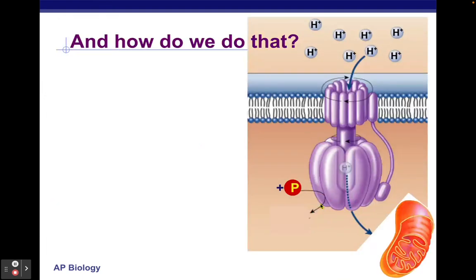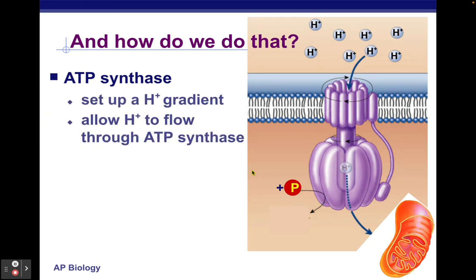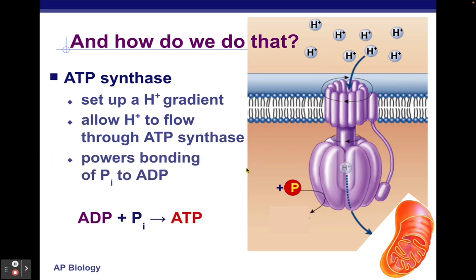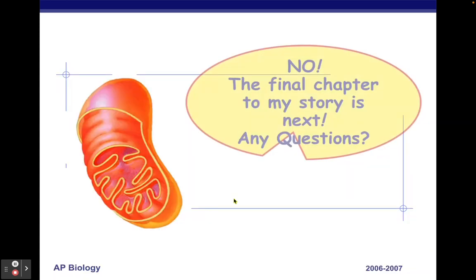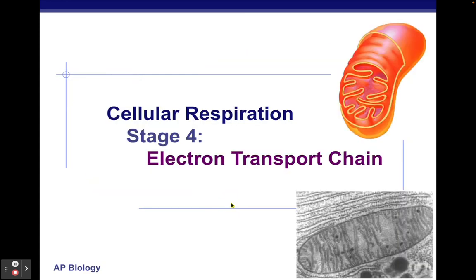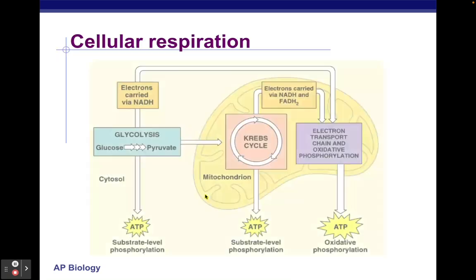Yeah, okay. So how do we do this? Again, ATP synthase sets up a hydrogen gradient. We're going to allow hydrogen to flow through that ATP synthase. It powers the bonding of ADP and phosphate, and it creates ATP. Okay, so how are we going to get there? We haven't done it yet. All right. So let's go to stage 4, the electron transport chain, which might possibly be my favorite.